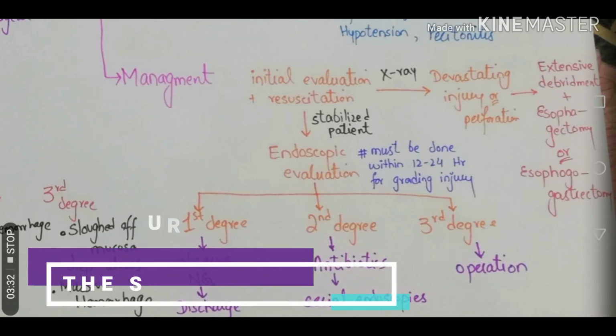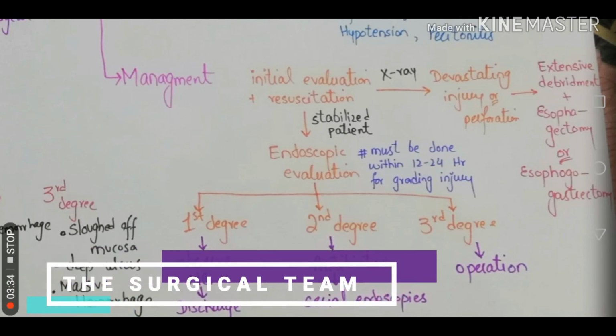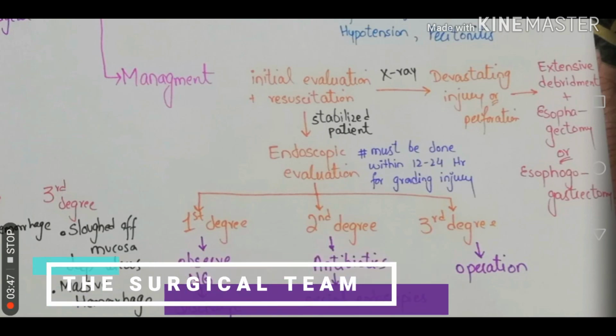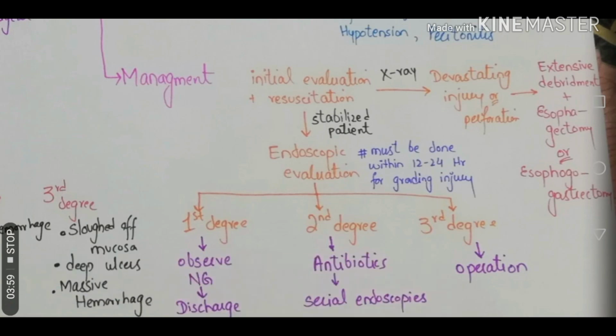They will do an extensive debridement of the dead tissue along with esophagectomy. Another option is that if there is extensive damage to the esophagus as well as the stomach, a procedure called esophagogastrectomy could be done. On the other hand, if the patient is stabilized, we will ask for an endoscopic evaluation.